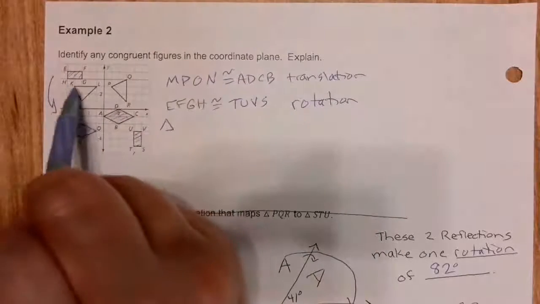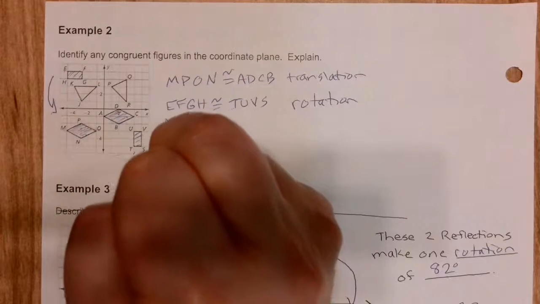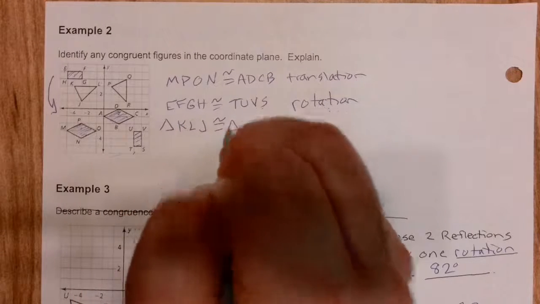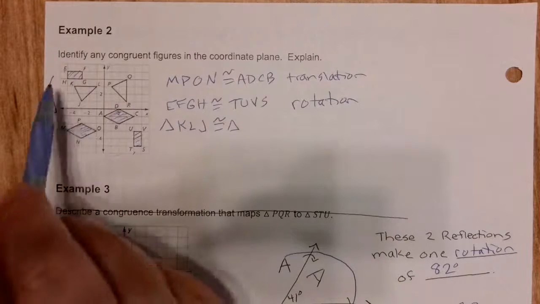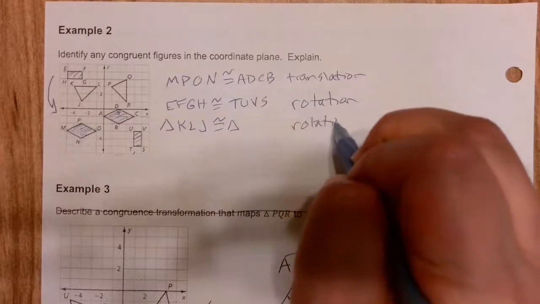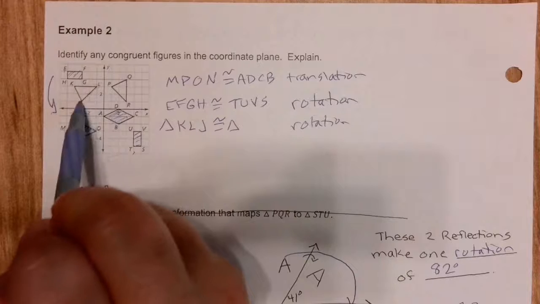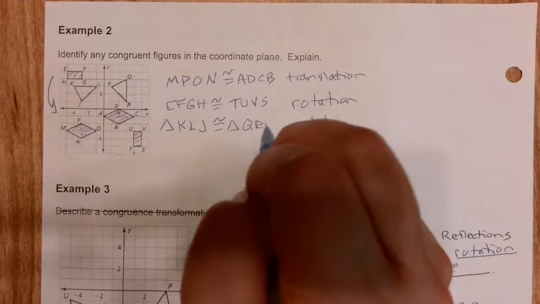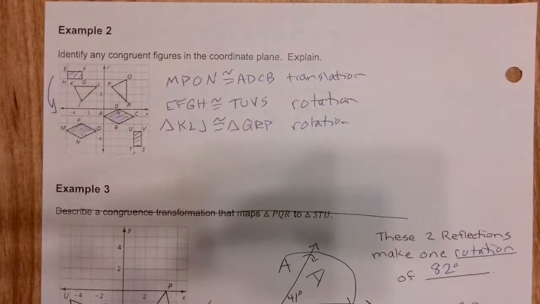So triangle KLJ is congruent to QRP. And how did we get from one to the other? It was turned. It's a rotation. KLJ, QRP by rotation. And this should be enough to go ahead and do your section 4.4 homework.